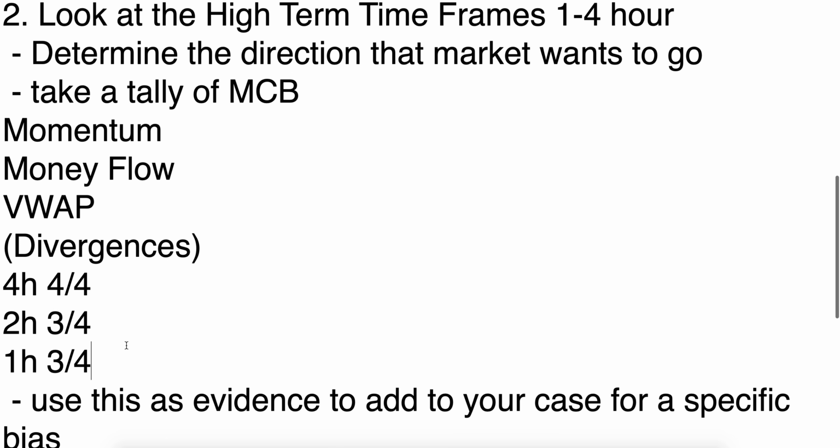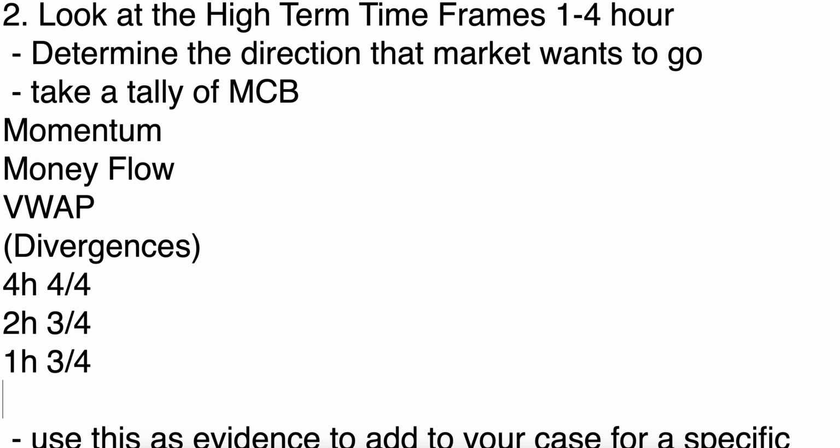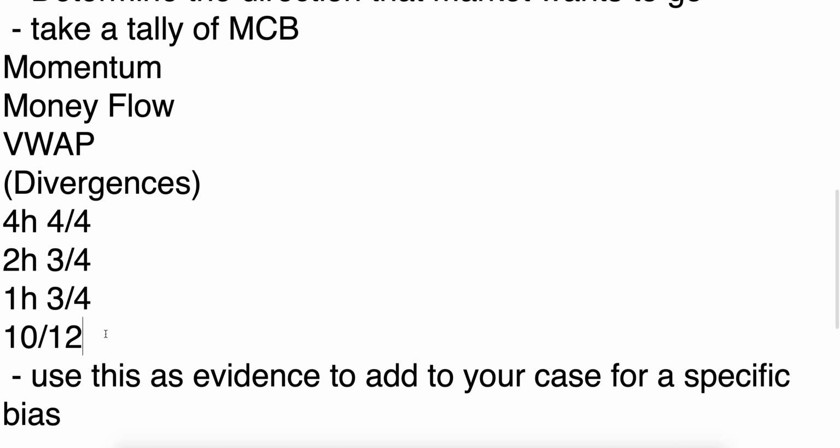So we have 16 things in all. Wait a second, that's not true. We have 12 things in all, and 10 out of 12 things are bullish, so we have a score of 10 out of 12. I would say that anything above 6 out of 12 is good, and 8 out of 12 to be safe. I would make it more than 50%, so let's say 7 out of 12 is acceptable, 8 out of 12 is preferred, 10 out of 12 is great, and 12 out of 12 is perfect.